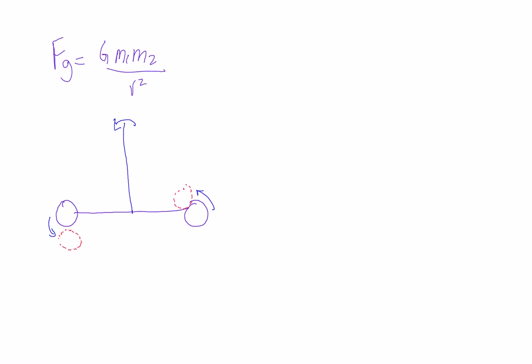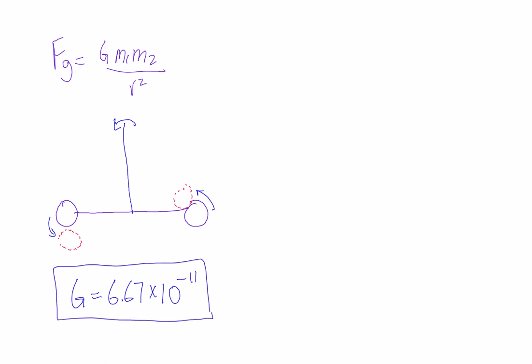So after a whole bunch of experiments and a whole bunch of calculations, his torsion balance allowed him to calculate what G is. And to this day we still use his number. It's 6.67 times 10 to the negative 11. So that is a gravitational constant that we use every time we calculate the force of gravity.